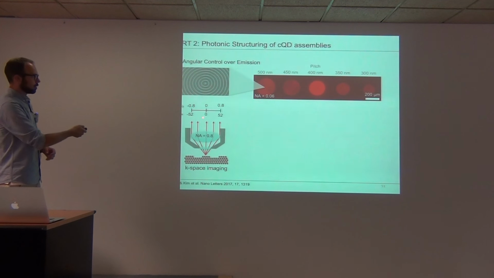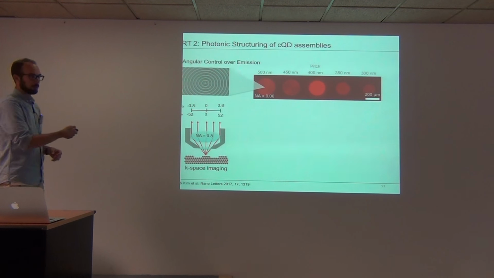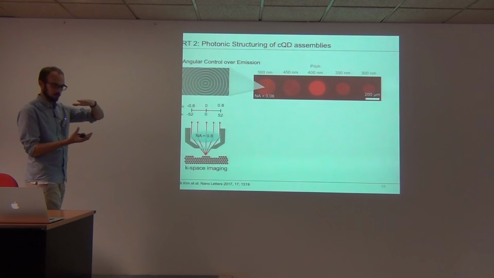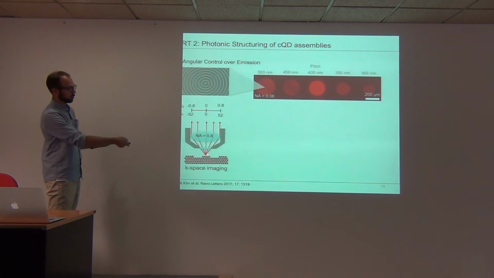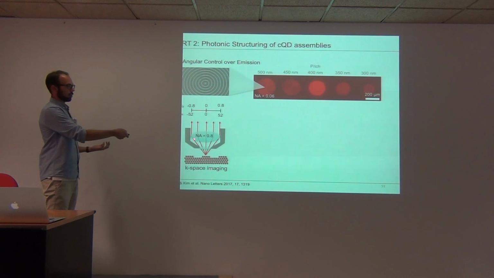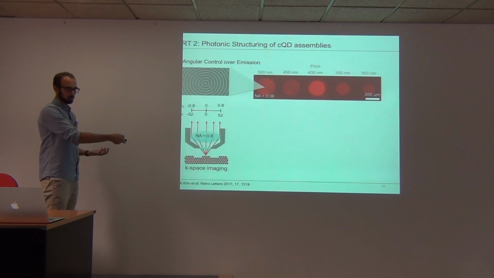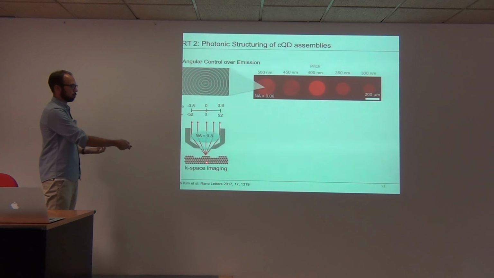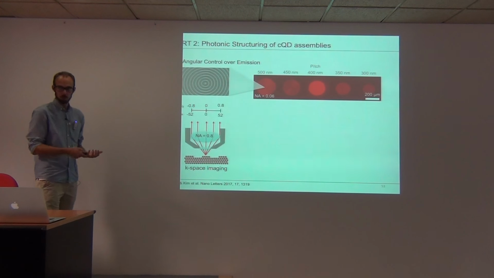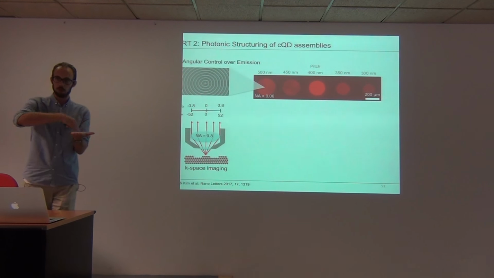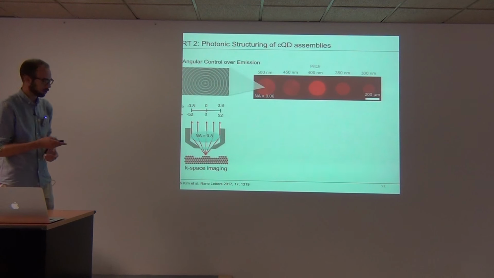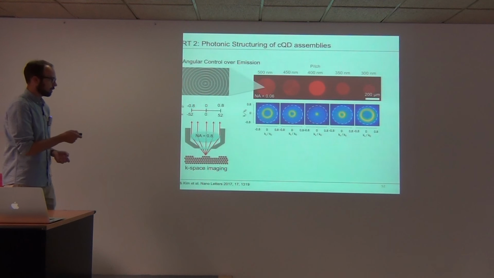K-space imaging, or Fourier imaging, is nothing else than just looking at the backside of your objective. Because of the way an objective works, light that is emitted under a high angle comes out on the side of the objective, whereas light that is emitted perpendicular to the surface comes out at the center. So basically, the backside of your objective is always just a map of whatever angles you've probed in your system. So you can do this and create these maps.